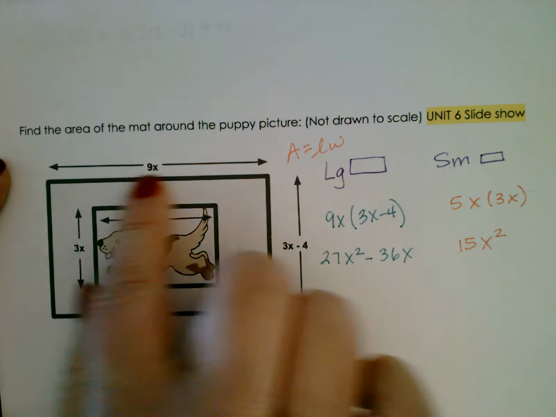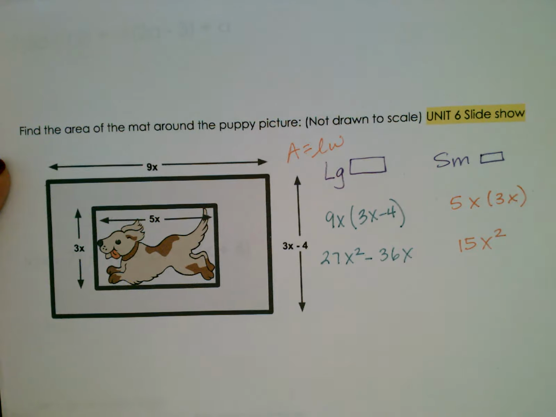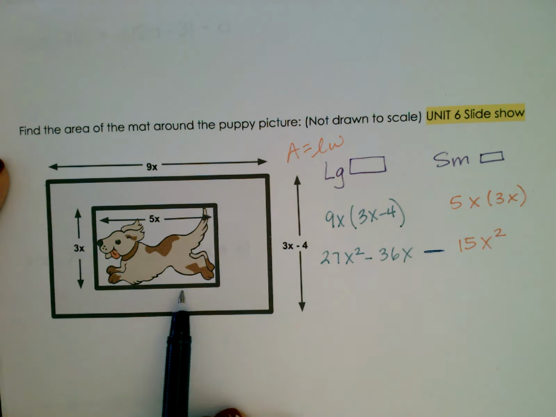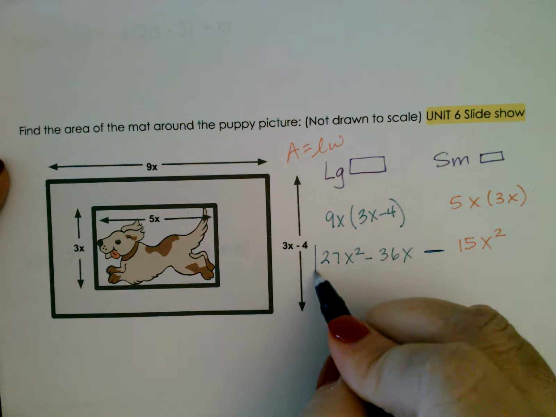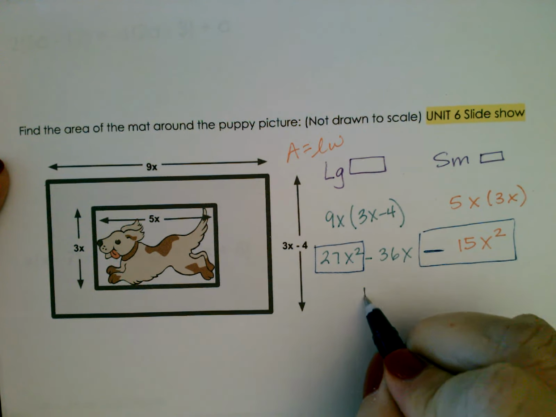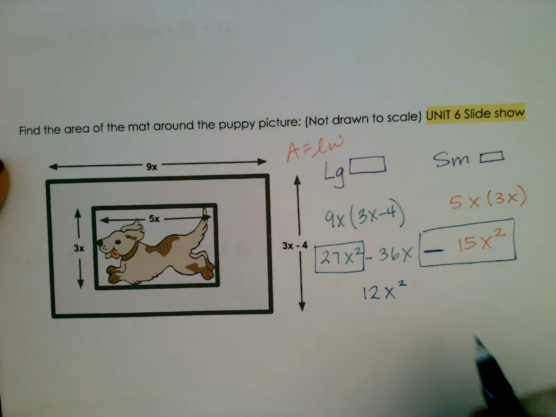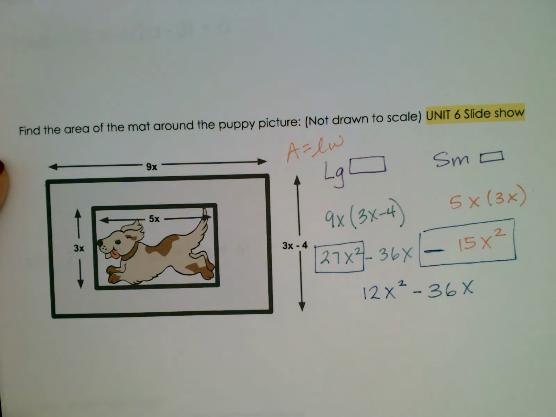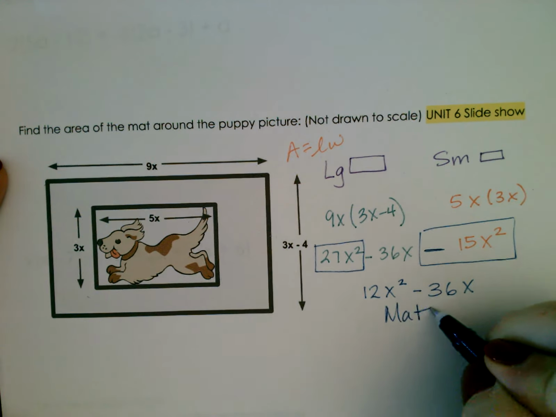I only want the area of the mat here, so I need to subtract the big one minus the small one, to cut out the center of that one. Using like terms, I would have 12x squared minus 36x. Whatever x equals, we don't know, that would be the area of the mat around the dog picture.